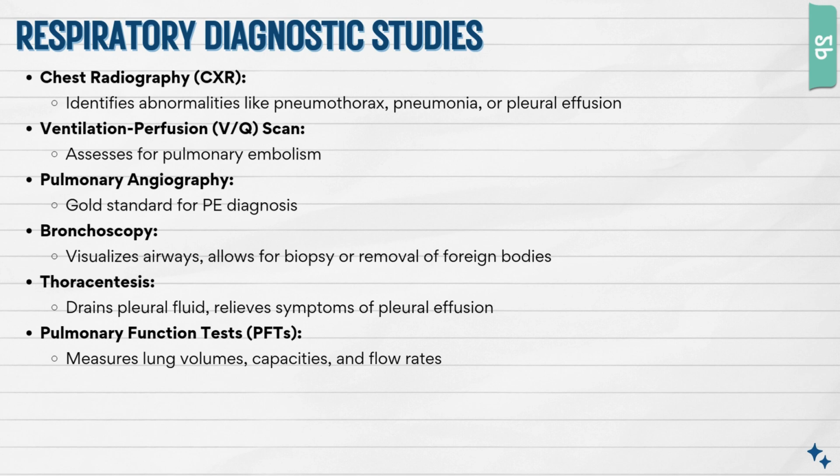So chest x-ray, very, very commonly used, right? Like you can see things like pneumothorax, pneumonia, pleural effusions. That VQ scan we already talked about, that's a nuclear medicine test that evaluates both the ventilation, the airflow, and perfusion, the blood flow in the lungs. So we use the VQ scan to look for that pulmonary embolism, because if there's a blood clot in the lungs, the blood flow will be impaired, right? But we can also see it with a chest CT. Okay. So pulmonary angiography is considered the gold standard for diagnosing the pulmonary embolism. It's the CT. It involves the injection of the contrast into the pulmonary arteries to visualize any blockages.